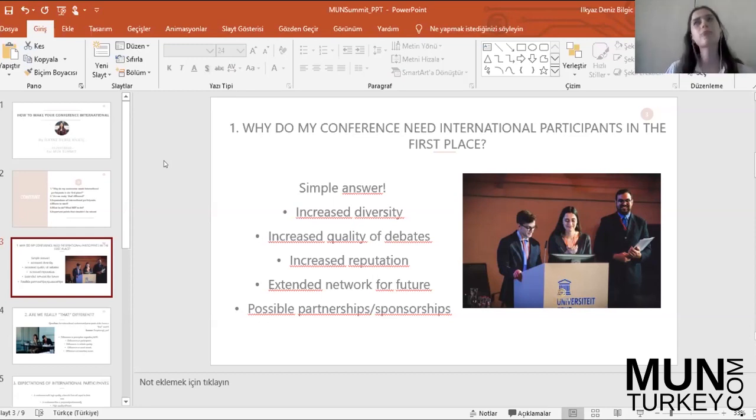And then, an extended network for the future. It might be for individual purposes as an organizer of an MUN conference or for the network of the conference as a whole. When you build trust and extend your network by connecting with foreign delegations and foreign delegates, the trust that you have built and the extended network will go on for years, and maybe for the next 5 or 10 editions of your conference.